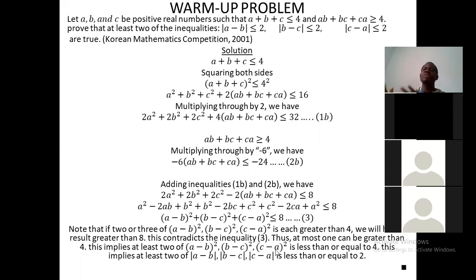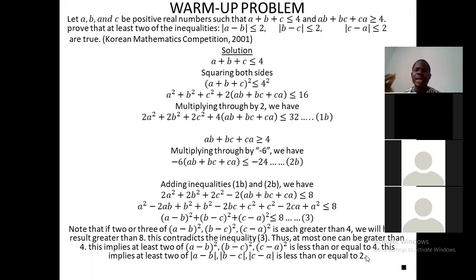Now, if we choose to jettison the square, that means we're going to say that the modulus, because modulus is simply saying whatever is in the bracket will come out positive. That means at least 2 of the modulus of a minus b, b minus c, c minus a is less than or equal to 2. So what we simply did was take the square root of both sides. The square root cancels out the square, while the square root of 4 is 2.